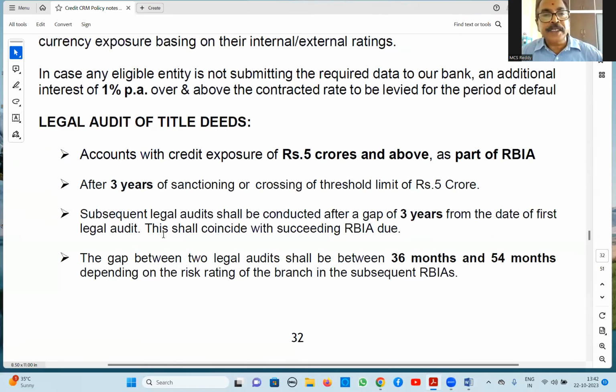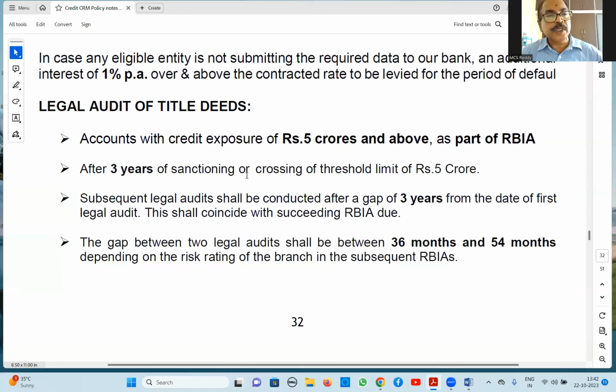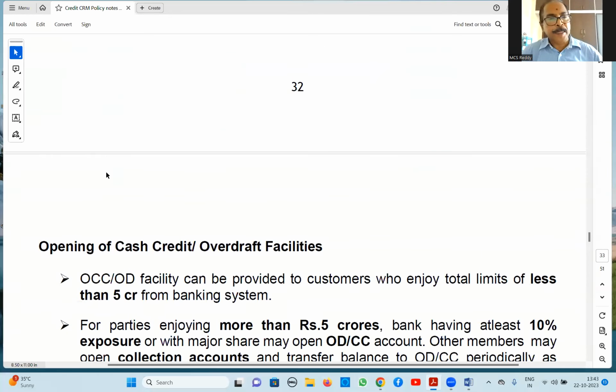Legal audit of title deeds. The cut-off limit is 5 crores and above as a part of RBIA. Otherwise, once in 3 years, they have to do title deeds. So there are 3 aspects here: legal audit of title deeds, 5 crores and above is the cut-off point, and 3 years is the periodicity. Next one.